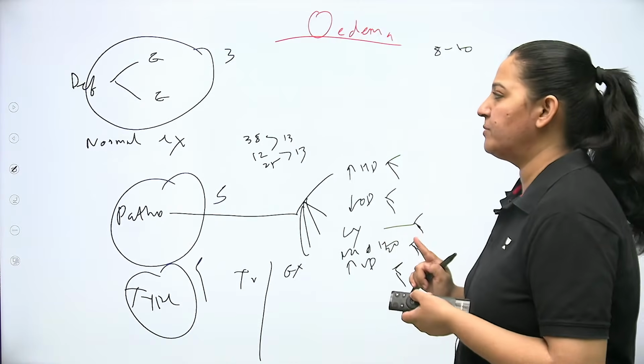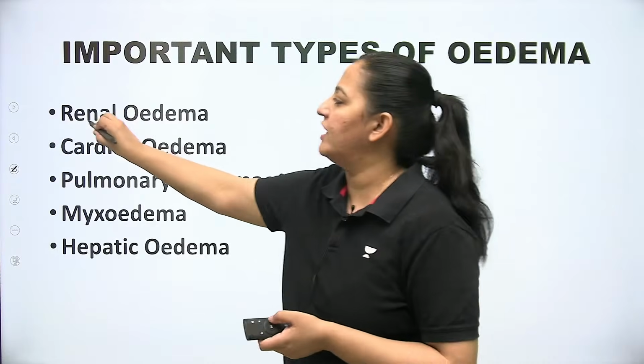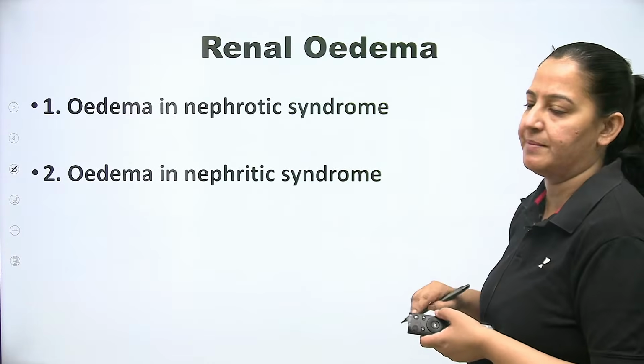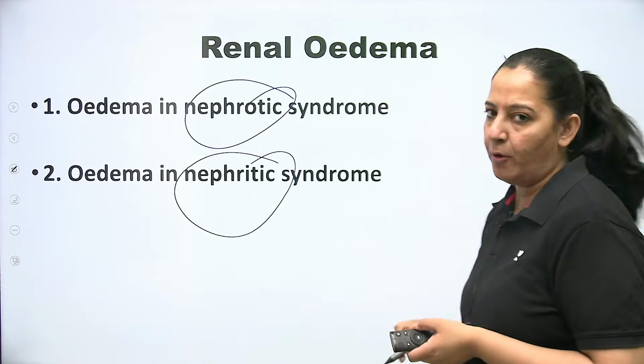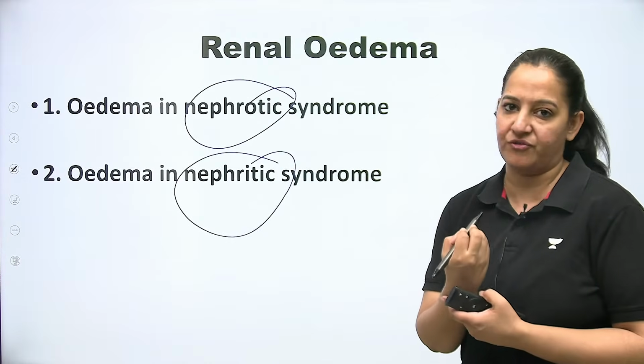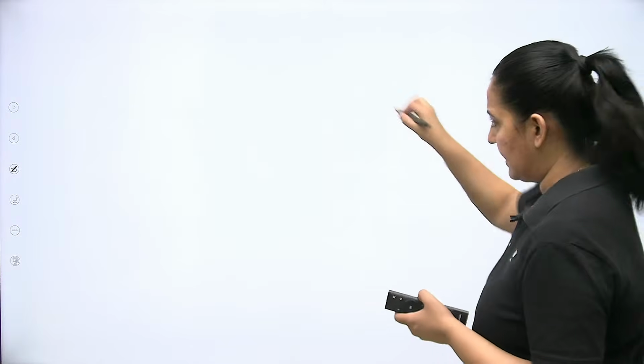Everyone, one more important point I would like to explain here is the difference between nephritic and nephrotic edema. In the renal edema, there are two types of edema. Can we understand edema in nephrotic syndrome and edema in nephritic syndrome? In both of them, the reason for the edema is different. How I explain it to you is difficult, but still I will try.